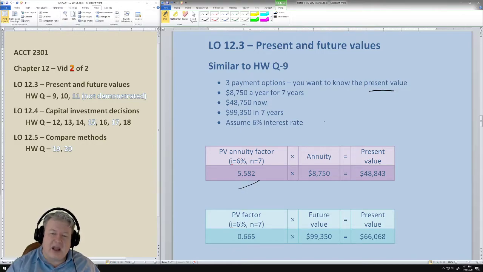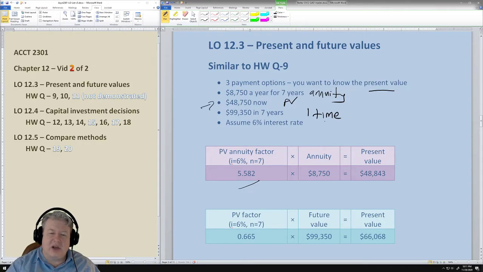You could have $48,750 now, or you could have $99,350 in 7 years. So if you notice, this is the present value. This is an annuity, right? It's the same amount for 7 years, and this is a one-time amount. So we don't calculate this one because this is the present value.